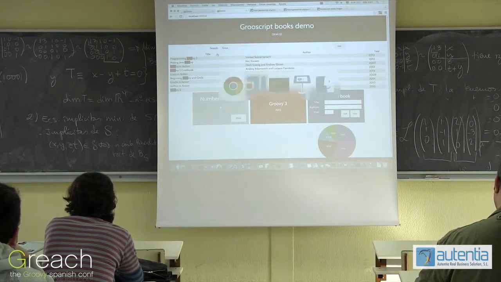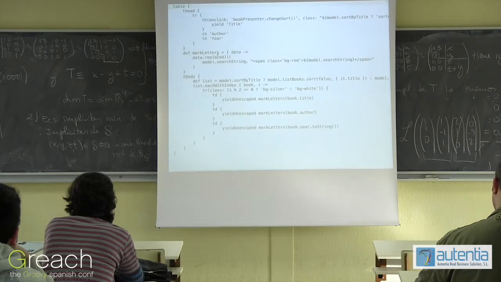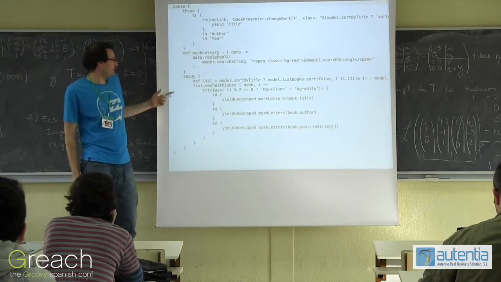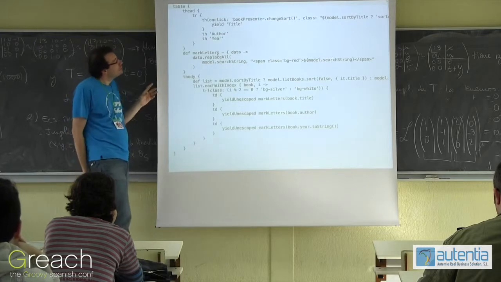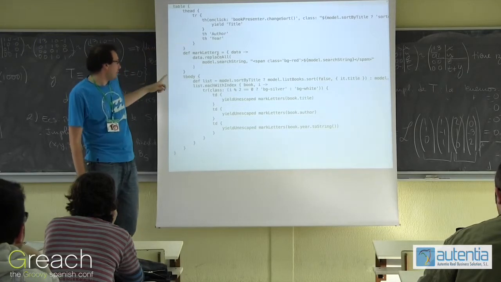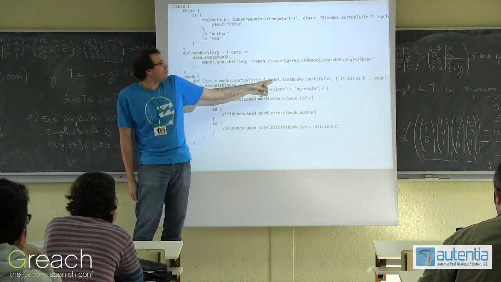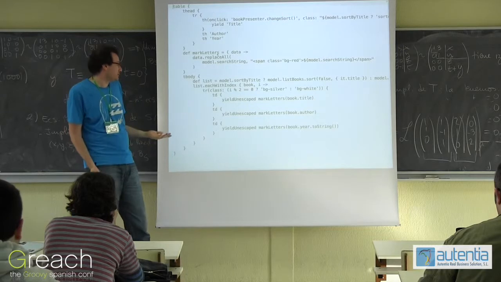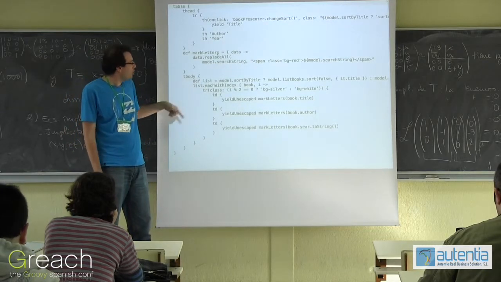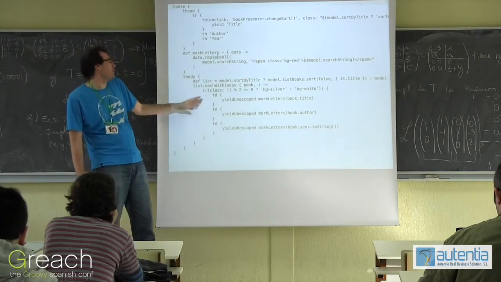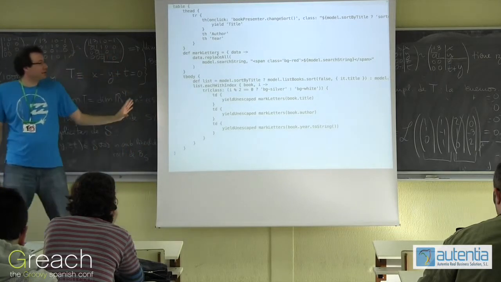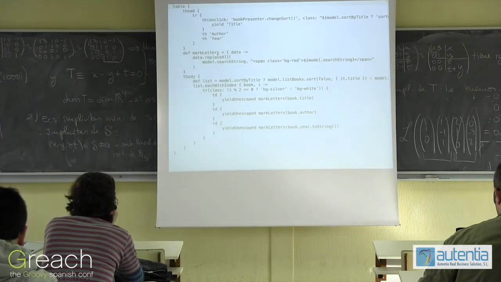So let's see. This is the template of the list of books. You can see here it is all Groovy code. For example, here if I sort by title, I do some work with Groovy lists. And I go through the list and I do things. As you see, all is in Groovy, and runs on the client side.